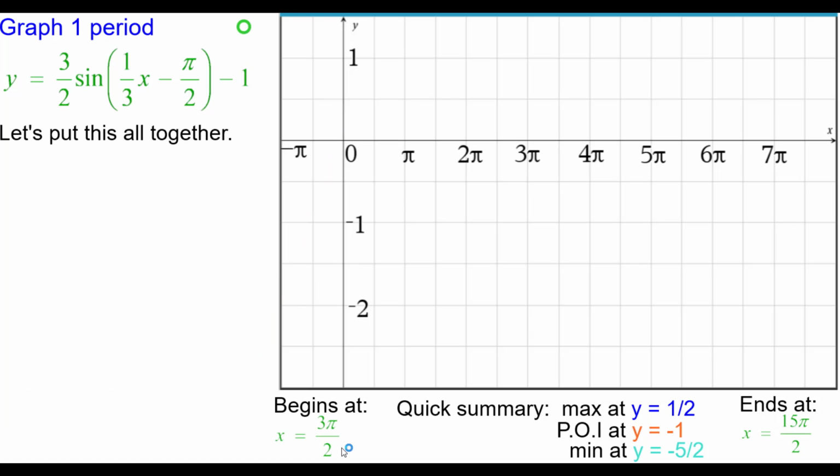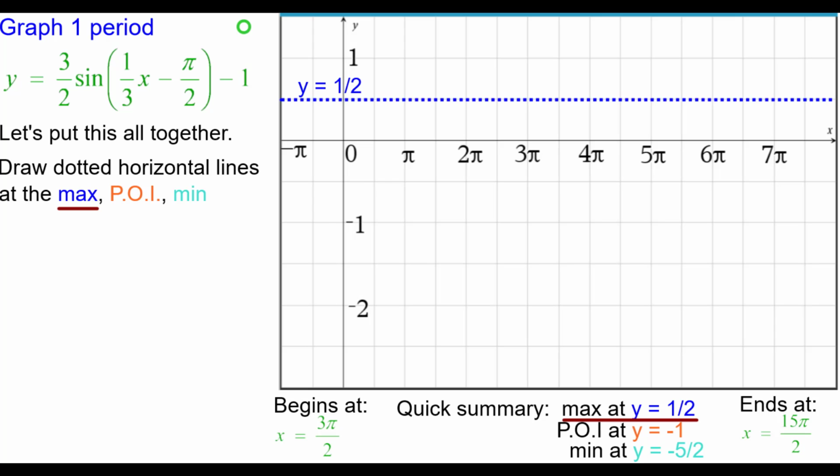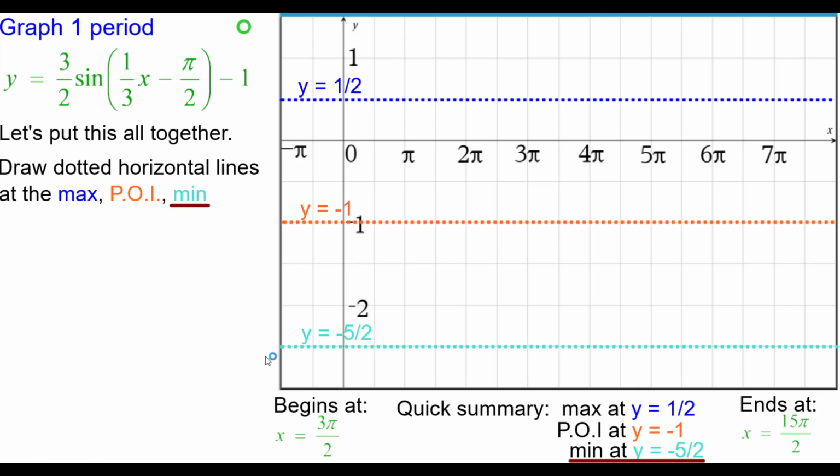So let's put all this together, where it begins, where it ends, points of inflection, and so on. So we want to draw dotted horizontal lines along the three places of interest. The maximum's at y equals 1/2. Points of inflection are along the line y equals negative 1. And the minimum is along the line y equals negative 5/2.